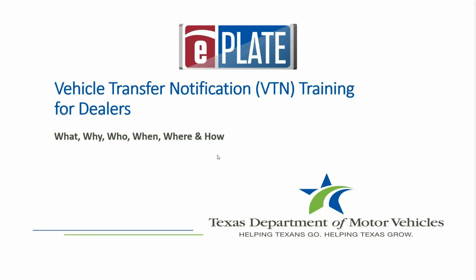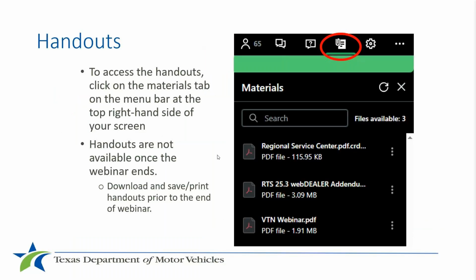So let's get into some of the housekeeping here. In the top right of the GoTo platform, there is going to be a Handouts tab. You're looking for that paper and paperclip icon. In there, there's going to be 3 different files. We are going to have this presentation in PDF format, and that's also going to include the live VTN submission. So it'll be screenshots of every step that we take.